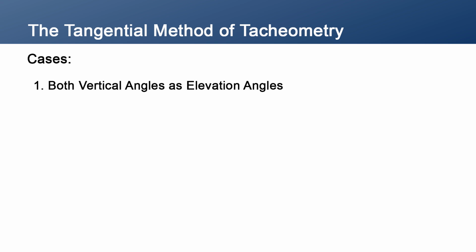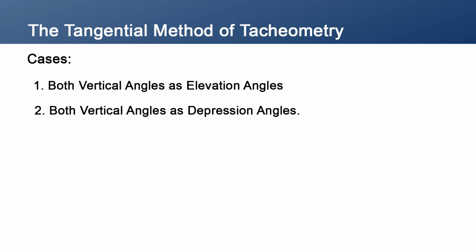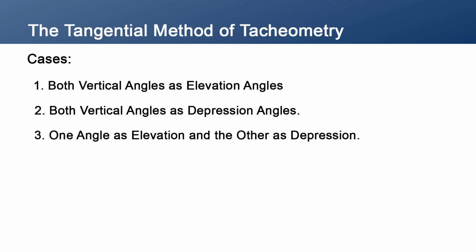First is both vertical angles as elevation angles, that is, both observed vertical angles are upward from the instrument. Next, both vertical angles as depression angles, that is, both observed vertical angles are downward from the instrument. Third, one angle is elevation and the other is depression, that is, one vertical angle is upward and the other is downward from the instrument.